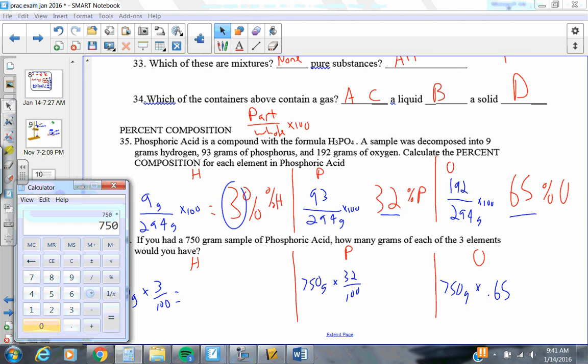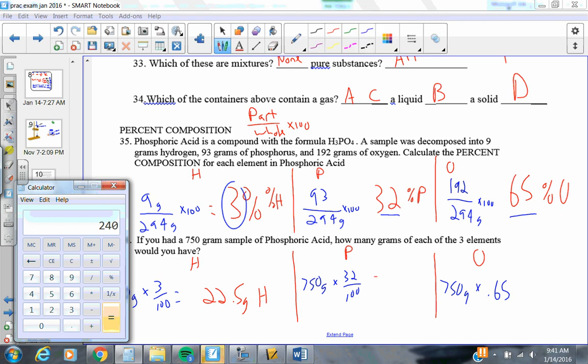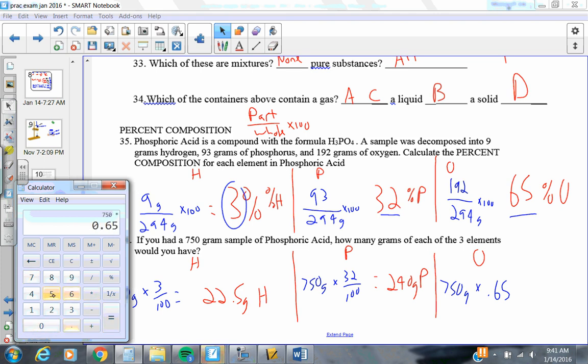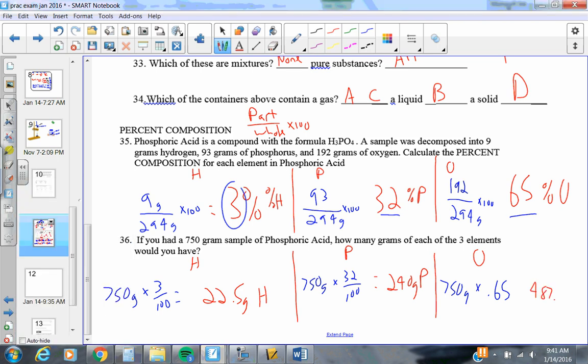750 times 3 divided by 100 equals 22.5 grams of hydrogen. 750 times 0.32, which is the same as 32 divided by 100, equals 240 grams of P. And 750 times 0.65 equals 487.5 grams of oxygen. If I wanted to check my work, I could add up this number, this number, this number, and make sure that I get 750.